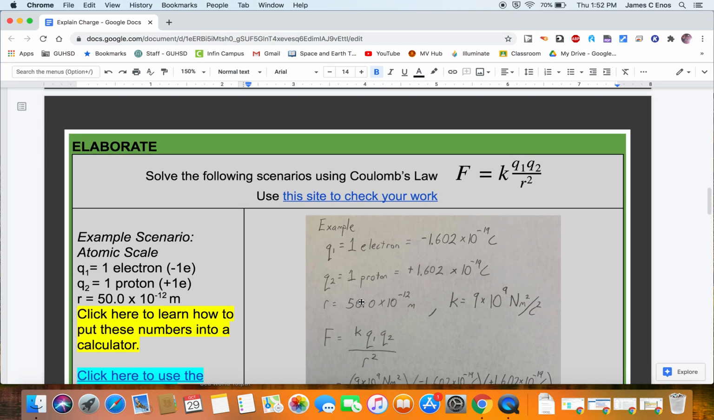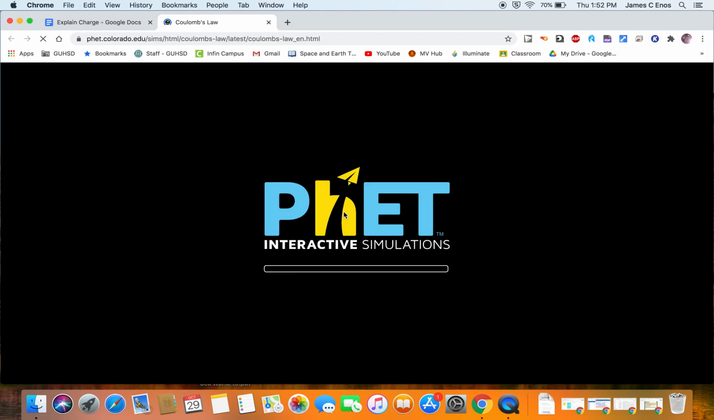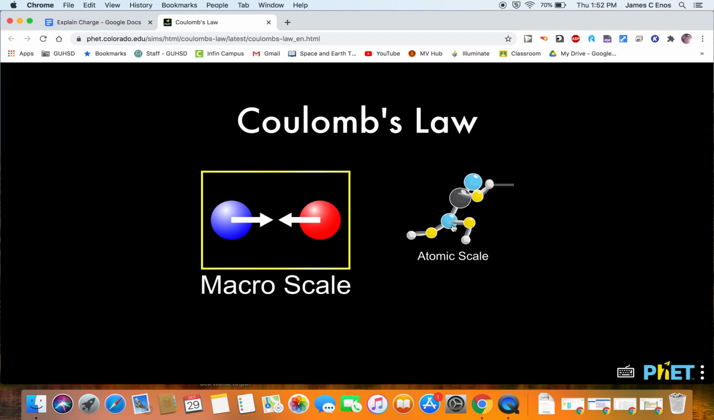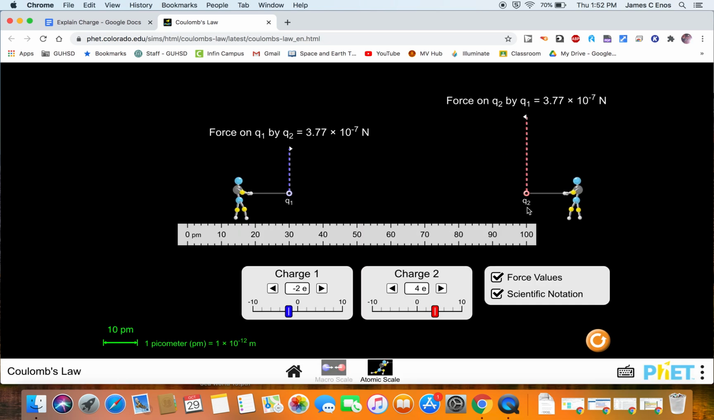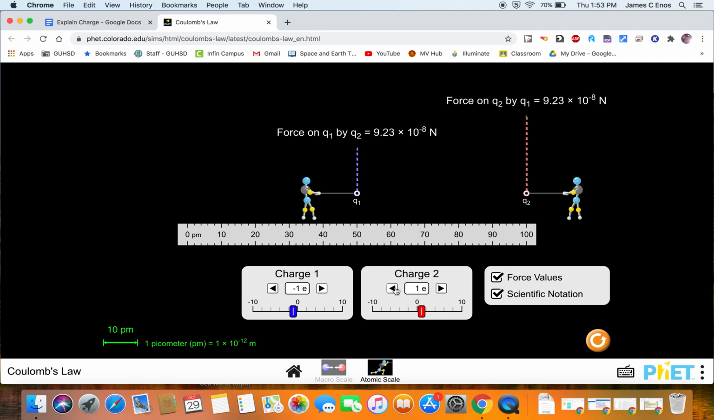After you do all that, you can use this site to check your work, and you can set up that same scenario. If I go to the atomic scale, I can separate these by a distance of 50 picometers by setting my Q1, Q2 to negative 1 and positive 1, and we get the same value of 9.23 times 10 to the negative 8.